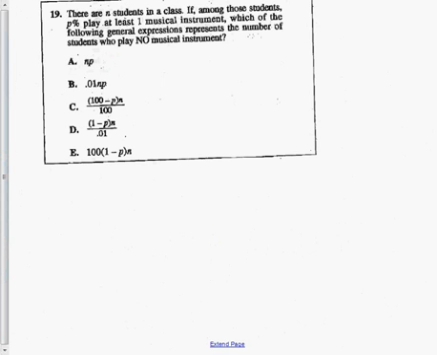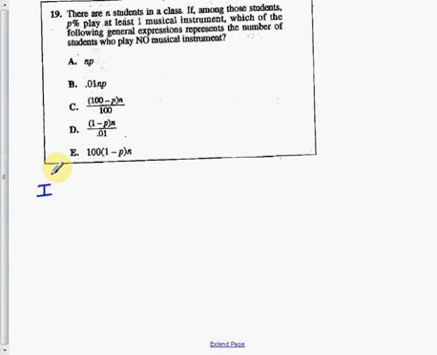Right? So here, there are n students in a class. If among those students, p% play at least one musical instrument, which of the following general expressions represent the number of students who play no musical instrument? So if p% plays at least one musical instrument, then the complement of that times the number of students in that class would give me those who play no musical instrument. Let me write that out for you.